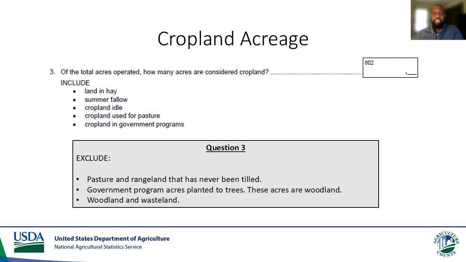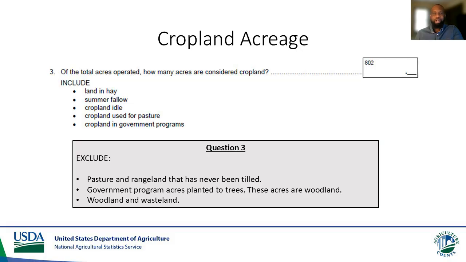So question 3 asks, on the total acres operated, how many acres are considered cropland? Cropland is any tillable land currently in crop production or land that has previously been tilled and used for crops and could be tilled again without additional improvements.